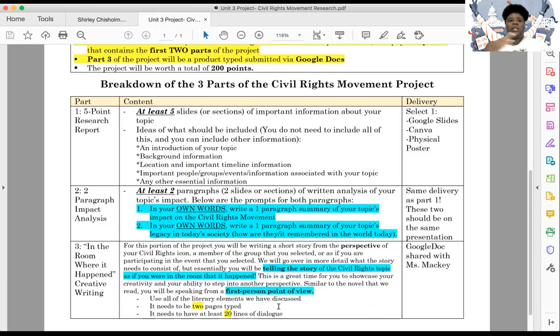And it needs to have at least 20 lines of dialogue. Now, if you don't meet that mark, it's fine. Remember, dialogue is conversation spoken back and forth. This needs to be on a Google Doc shared with me.